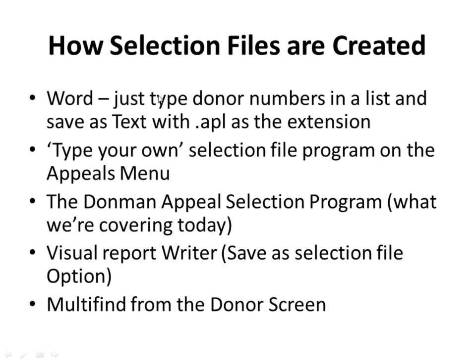Now, there are many ways of producing that, not just the donor selection program. How can we produce a selection file? Well, using Microsoft Word. If you just type in a list of donor numbers in a list like you saw on the page before and save it as a text file with .apl on the end, you've created a selection file. There is the Type Your Own Selection File program on the Appeals menu, and I'll show you that in a minute. Then there is the full Donor Appeal Selection program, which is what we're covering today in detail. You can also produce a selection file from our visual report writer and our previous report writers by simply saving the data as a selection file. And the multi-find option on the donor screen, when you're finding people, there is an option there to say create a selection file too. So there are many, many ways of doing it.